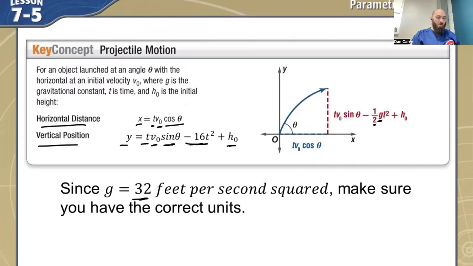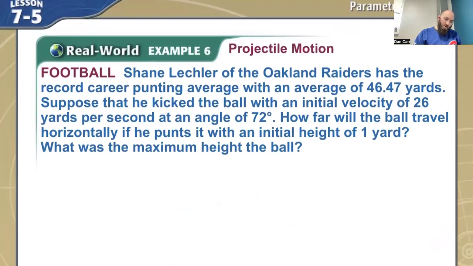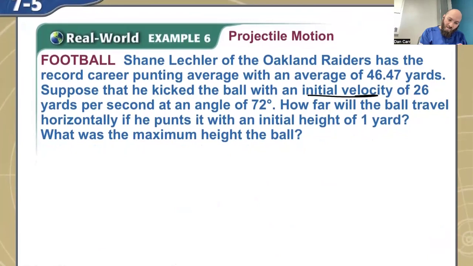Okay, so from here, let's take a look at one of our examples. Shane Lechler of the Oakland Raiders has a record career punting average of 46.47 yards. Suppose that he kicked the ball with an initial velocity of 26 yards per second and an angle of 72 degrees. How far will the ball travel horizontally if he punts it with an initial height of 1 yard? What was the maximum height?